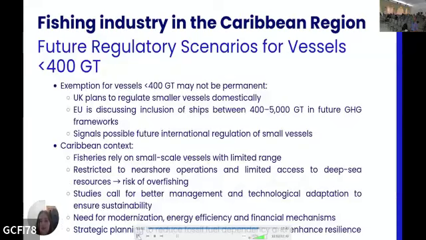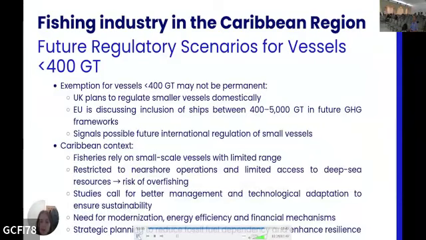Moreover, the current exemption for small vessels may not last forever, as we saw both the UK and the European Union already discussing the inclusion of smaller ships in future frameworks, and this probably will have an impact at the international level. So there should be also a similar discussion at the International Maritime Organization at some point in the future. For the Caribbean, this creates both risks and opportunities.